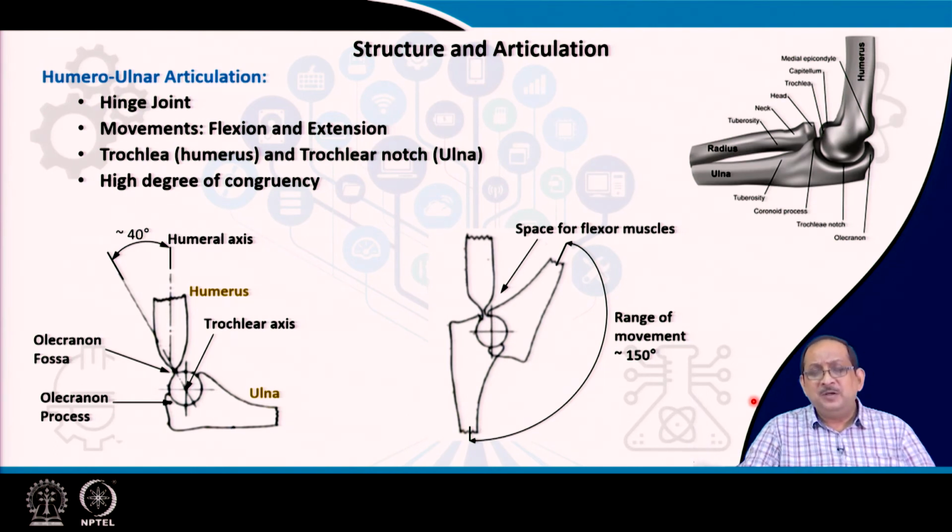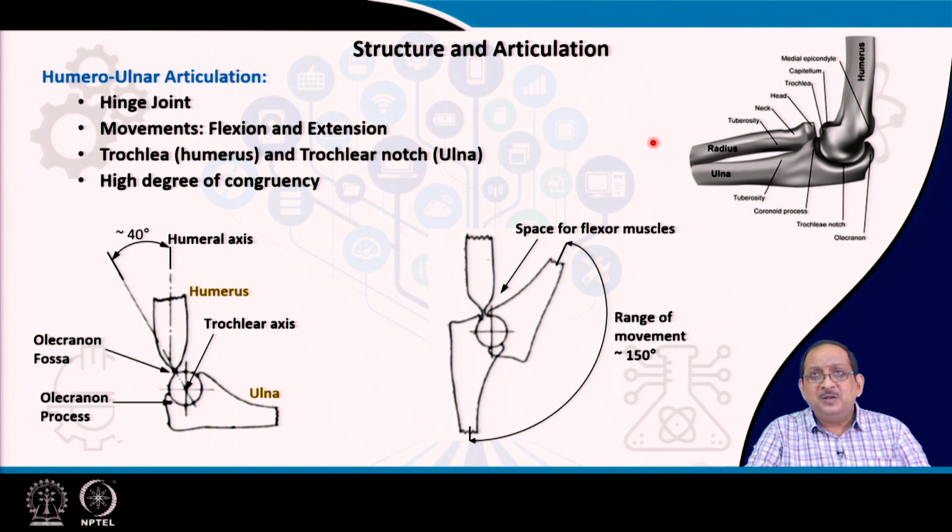Now, let us look into the structure and the articulation of the bony structures within the elbow joint. The first articulation that needs to be addressed is the humero-ulnar articulation. It is an articulation between the bone humerus and the ulna, and this articulation resembles a hinge joint, and the primary movements that are offered by this joint or articulation are flexion and extension.